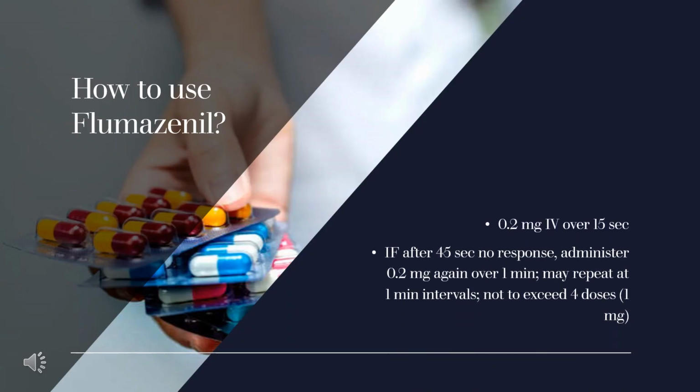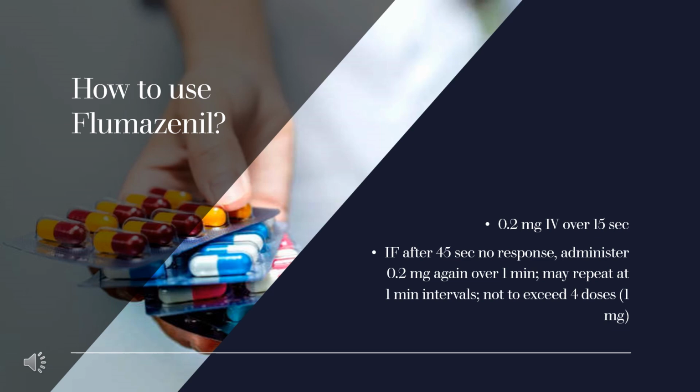How to use Flumazenil? Reversal of conscious sedation and general anesthesia. 0.2 mg over 15 seconds. If after 45 seconds no response, administer 0.2 mg again over 1 minute, may repeat at 1 minute intervals, not to exceed 4 doses, 1 mg. If resedation occurs, may repeat doses at 20-minute intervals, not to exceed 1 mg per dose or 3 mg per hour.